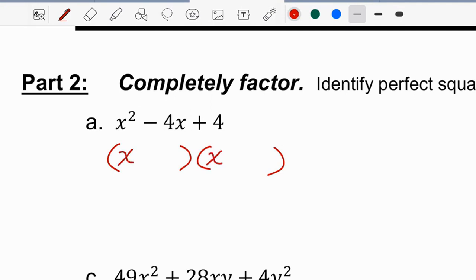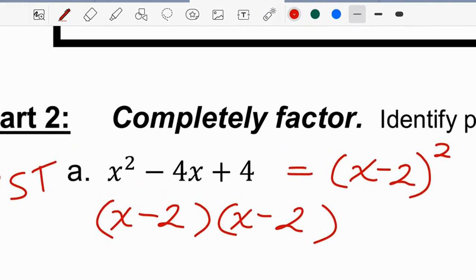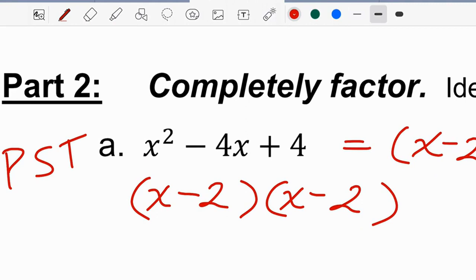You say, how do I look at it without it being special? Well, like we did on the very first day, you just factor it by looking for two numbers that multiply to be 4 and add to be negative 4. Wait, multiply to be 4 but add to be negative 4? Yeah, that's going to be x minus 2, x minus 2. So what just happened here? We got two binomials that look the same. That's because they can be written as x minus 2 squared, which means that this x squared minus 4x plus 4 was a PST, a perfect square trinomial.